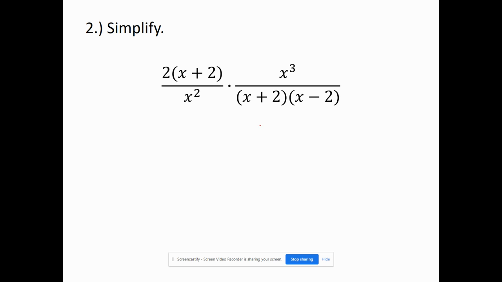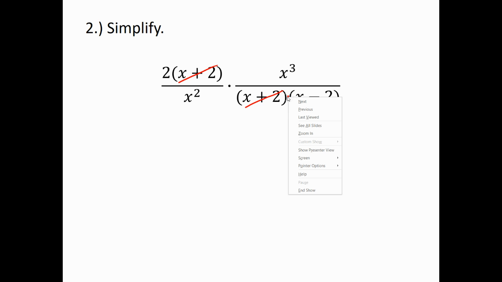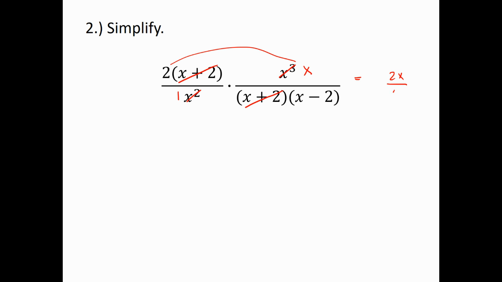Next one, it might be tempting to distribute this, but really this is the opposite of what we want to do. It's already been factored for us, and we just want to look for common factors. This x plus 2 is the same as this. The reason we can do that is because these factors are multiplied together. And then x squared divided by itself is 1, and x cubed divided by x squared is just x. So now all that's left is 2, this 2 times this x, and we just have x minus 2 on the bottom.